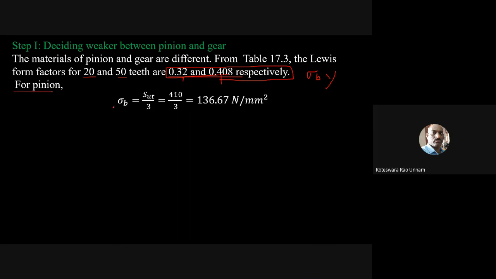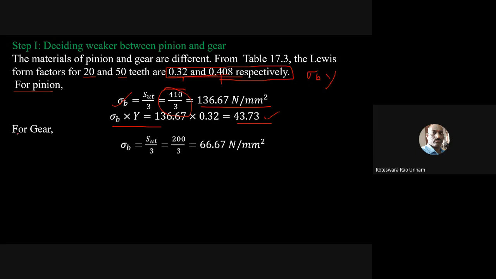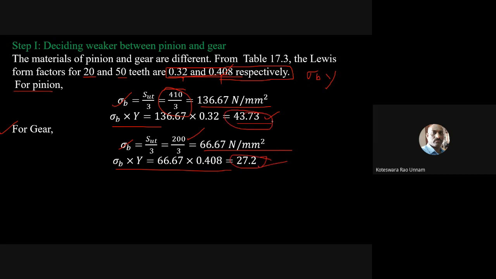Then for the pinion, we'll find out sigma B. Sigma B is nothing but 410 by 3, which is 136.67 Newton per mm square. Then the product of sigma B and Y comes out as 43.73. Similarly, we'll calculate the product of sigma B and Y for the gear also. For the gear, sigma B is 66.67 because SUT is given as 200 Newton per mm square, and Y is 0.408. The product of sigma B into Y is 27.2. Out of these two, 27.2 is the least compared to 43.73. Therefore the gear is going to be the weaker one.